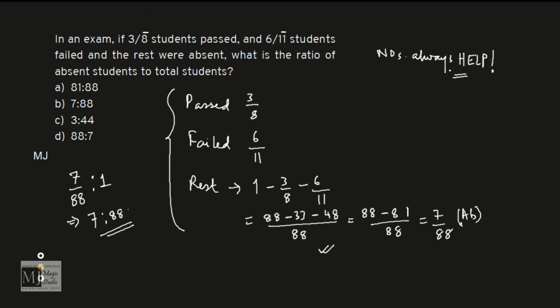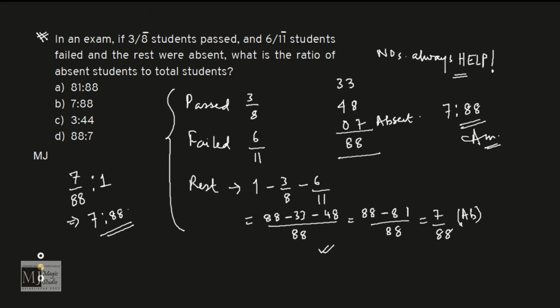I hope you have understood both the meaning of these things. Anywhere you go, numbers always help. So 3 by 8 into 88 will give me 3 into 11, 33. Passed the examination. 6 by 11 into 88, 6 into 8, 48. Failed. 88 is the total. 33 plus 48 is 81, and 88 minus 81 is 7. So absent were 7. Ratio of absent to total is 7 is to 88. Bingo. We have the answer without pen and paper. Even without that, you can find the answer. That's why it featured, yes, a simple question done with a style.